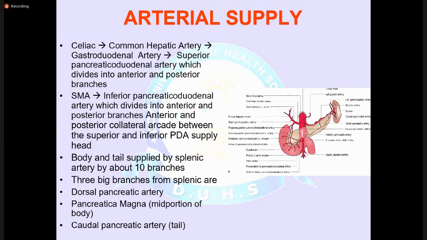So in a nutshell, you have the superior pancreatoduodenal and the inferior pancreatoduodenal arteries, which supply the head and the neck, that is the superior part of the head and the inferior part of the head and the neck. And you have branches coming from the splenic artery towards the tail end, therefore supplying the tail and the part related to the tail, that is the body. The superior pancreatoduodenal artery is a branch from the gastroduodenal artery arising from the celiac trunk, and the inferior pancreatoduodenal artery is a branch from the superior mesenteric artery.